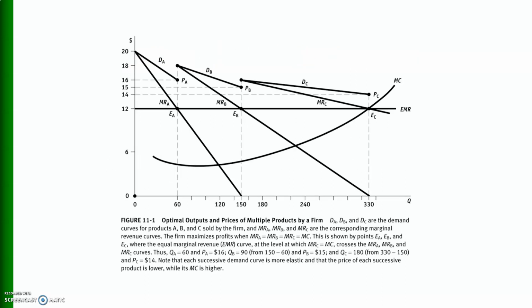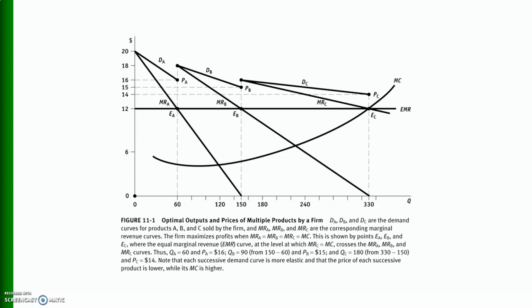Here in this figure, we see the optimal outputs and price of multiple products by a firm. DA, DB, and DC are the demand curves for the products A, B, and C sold by the firm, and MRA, MRB, and MRC are the corresponding marginal revenue curves. The firm maximizes profits when MRA is equal to MRB is equal to MRC, and that is equal to MC. This is shown by points EA, EB, and EC, where the equal marginal revenue, that is the EMR curve, at the level at which MRC is equal to MC crosses the MRA, MRB, and MRC curves.